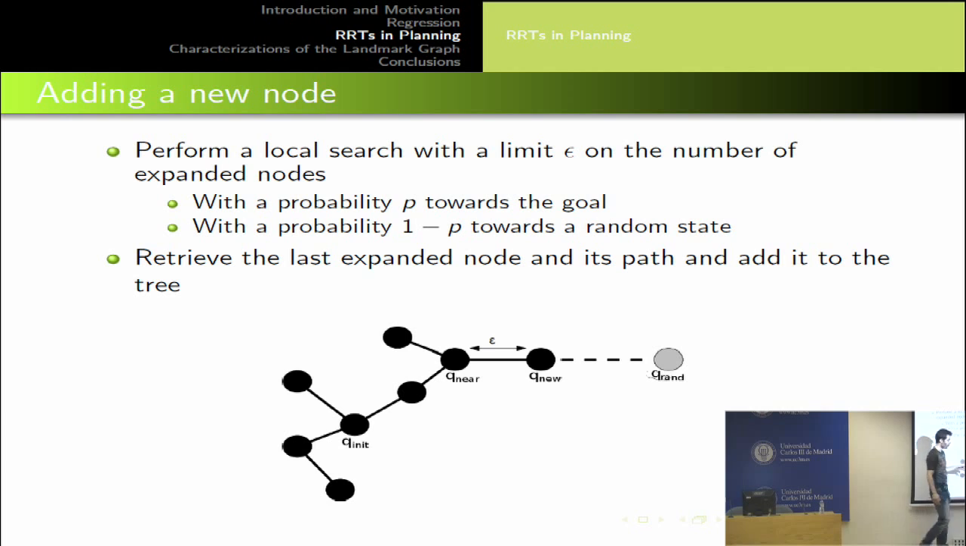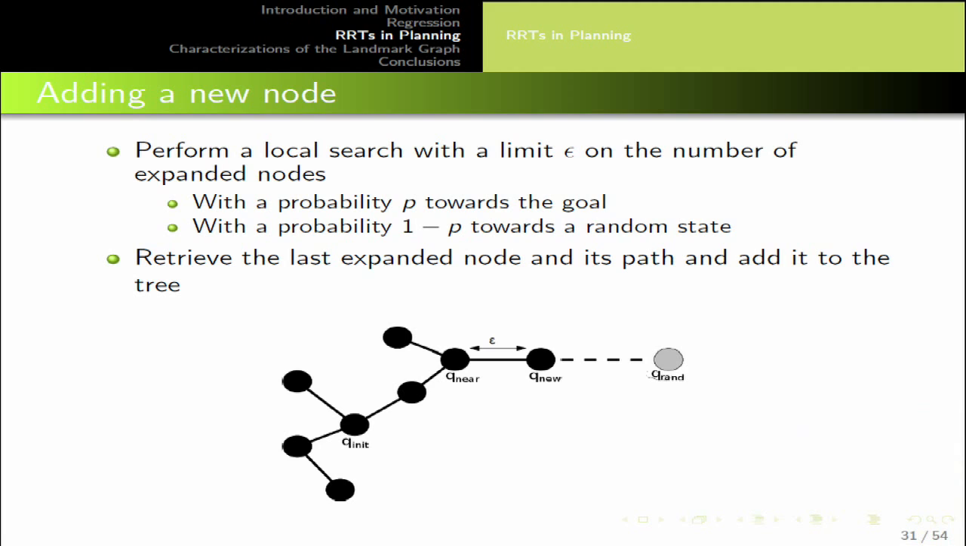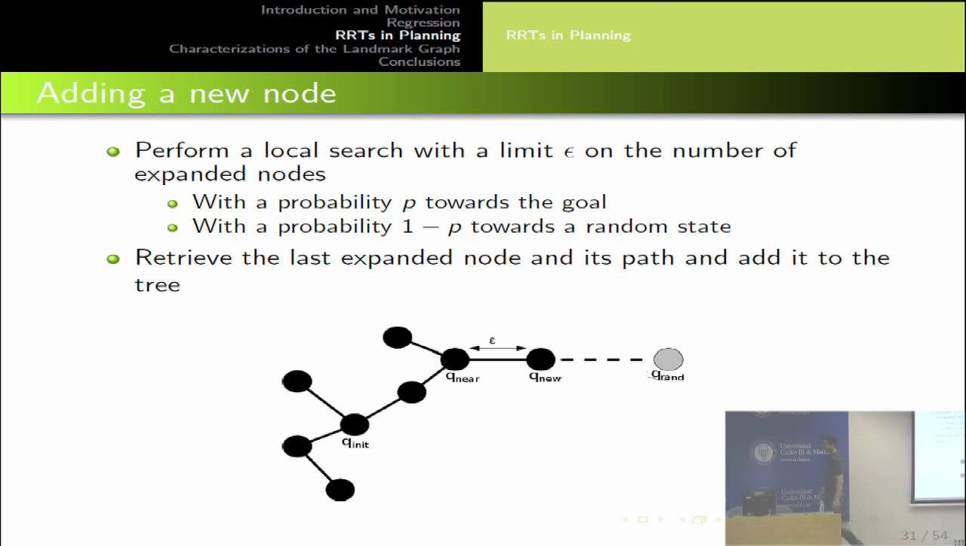So say, for example, we sample this state here. We find out that this Q near is the nearest state. And then we expand towards it with a given limit. And if we can't reach Q rand, then we generate the closest node from our open list, which is Q new, as a new node of our tree, right?